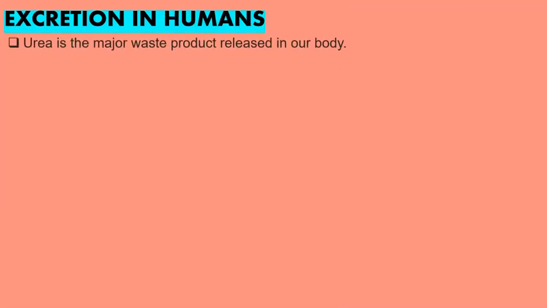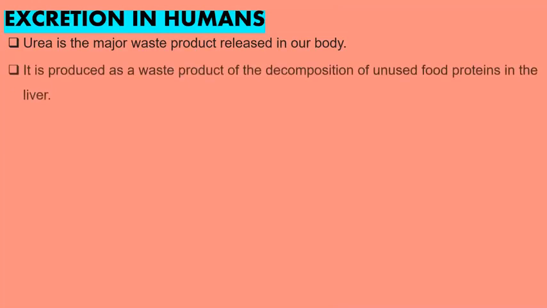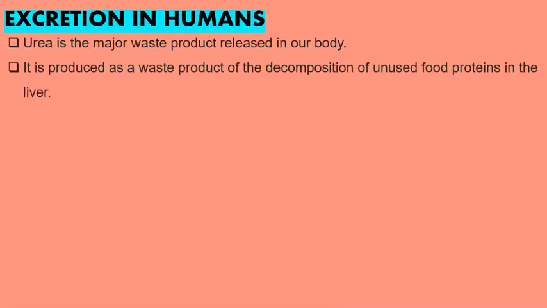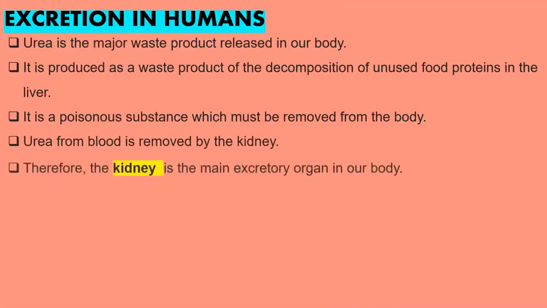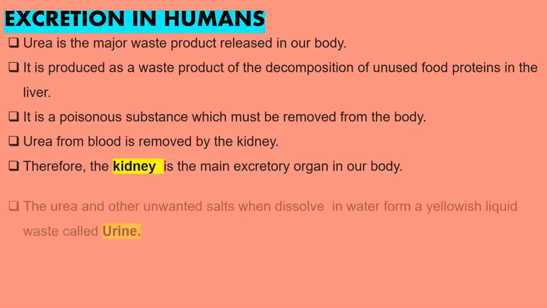Let's talk about excretion in human beings. Urea is the major waste product released in our body. It is produced as a waste product of the decomposition of unused food proteins in the liver. It is quite poisonous, which must be removed from the body. Urea from blood is removed by the kidneys. Therefore, the kidney is the main excretory organ in our body.